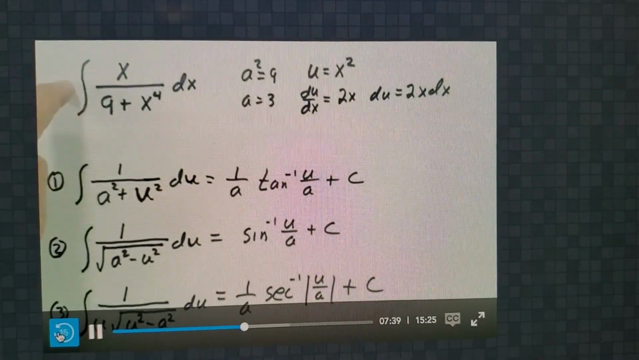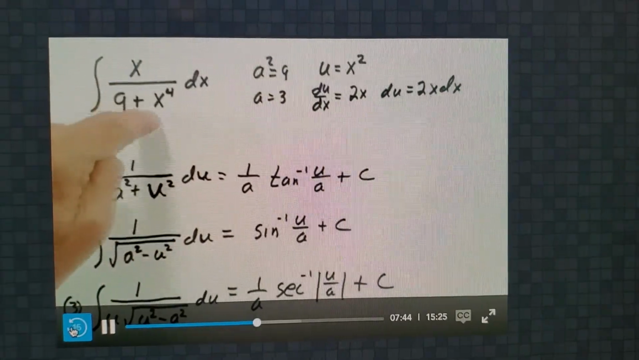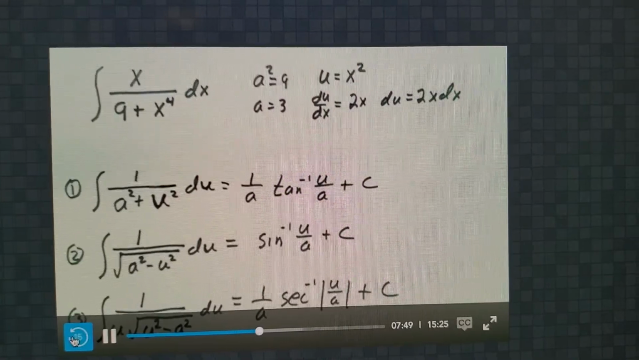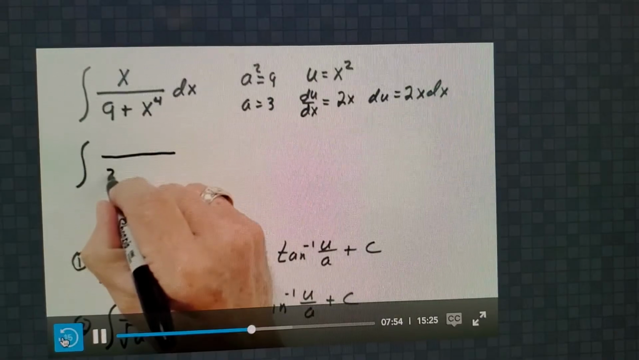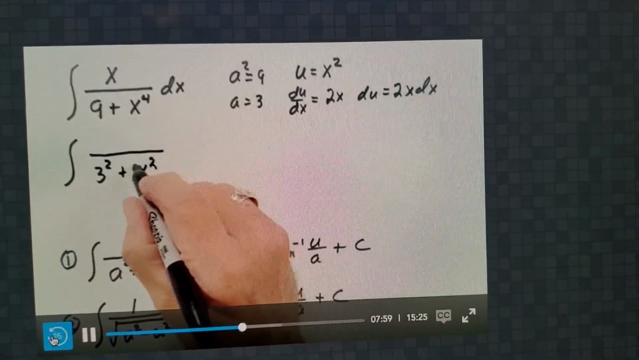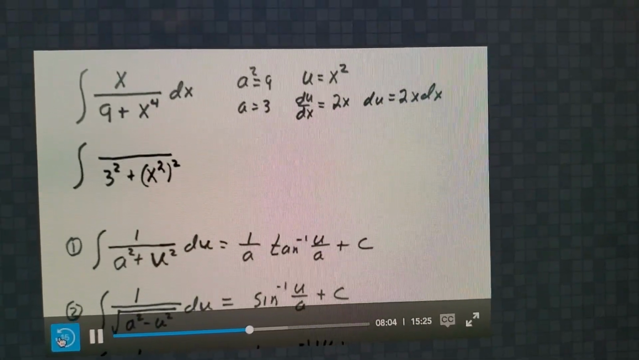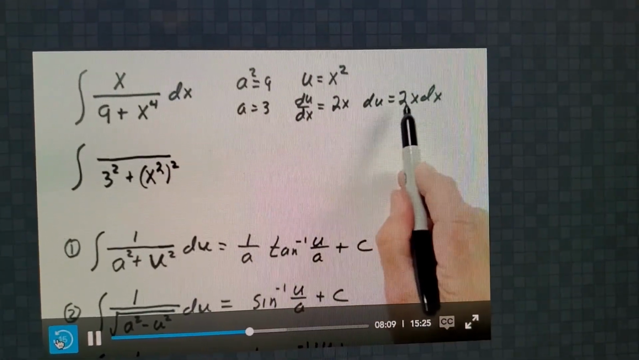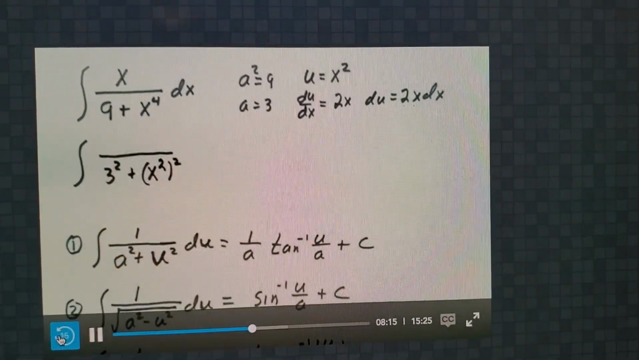So this problem looks like this, with a squared being 9 and u being x squared. But there's a little bit of a problem here because this denominator is 3 squared. This x to the 4th is x squared squared. But our formula says we have to have du up top, and du is 2x dx. We only have 1x dx.